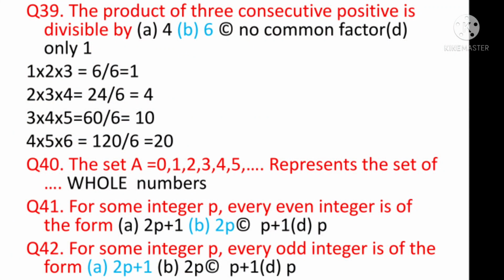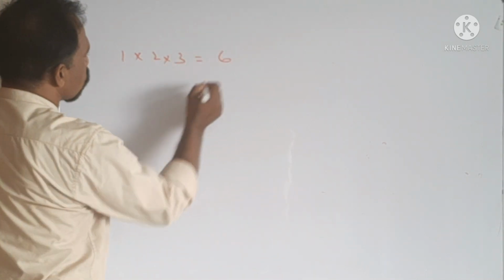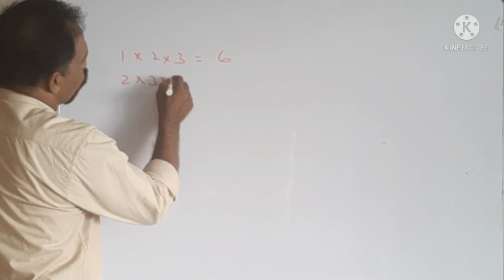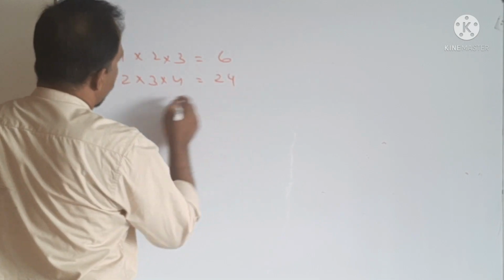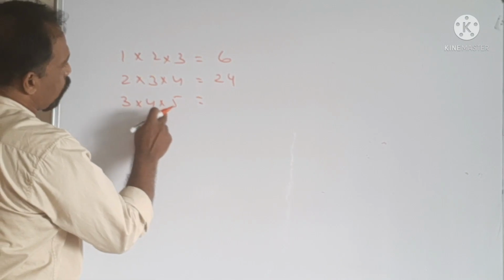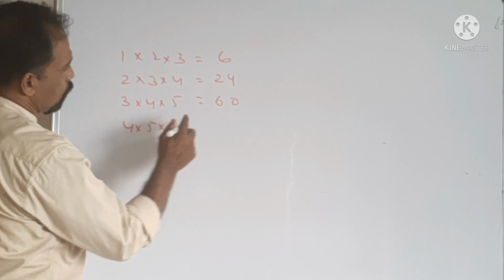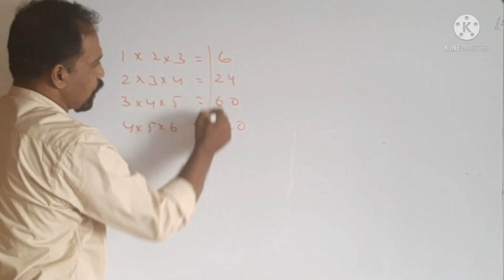Now let us do question number 39. The product of 3 consecutive positive integers is divisible by 4, 6, no common factor, or only 1. Now let us take the examples of 1, 2 and 3. So this will be 6. 2, 3 and 4, 24. 3, 4 and 5, 60. 4, 5 and 6, 120.